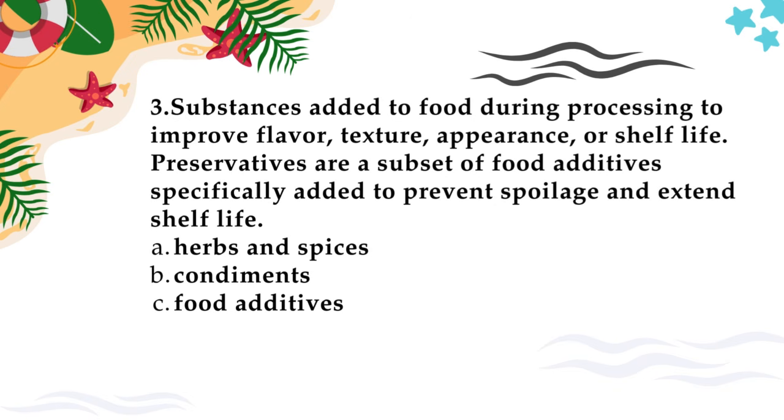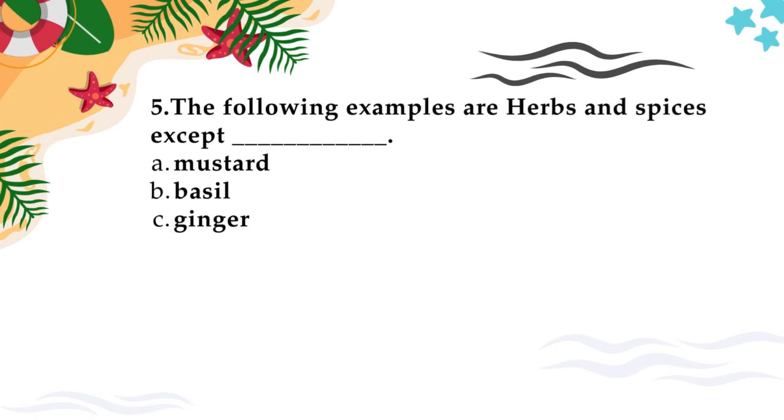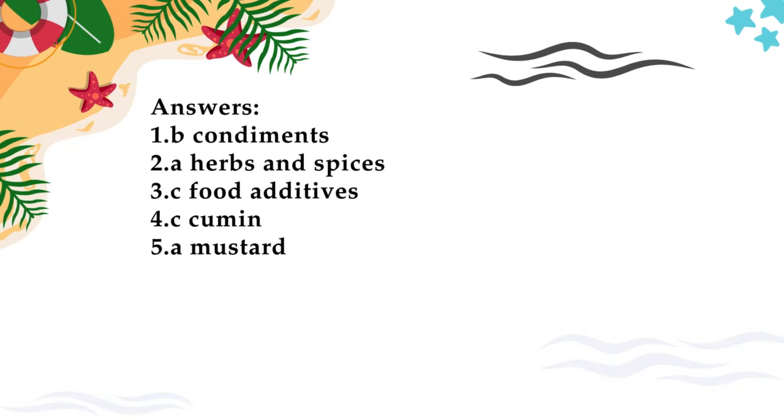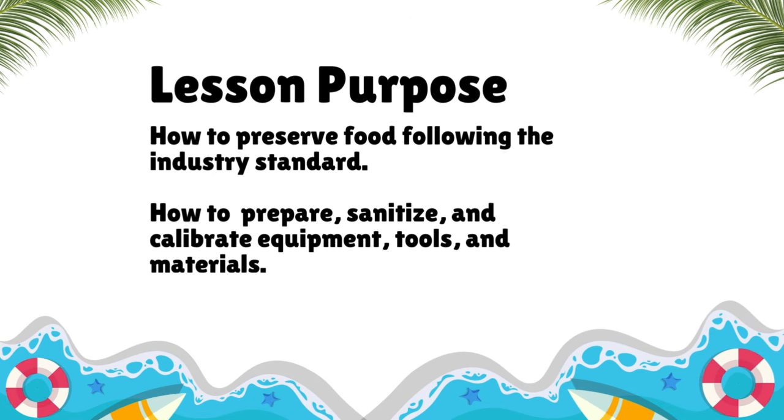A. Herbs and spices. B. Condiments. C. Food additives. The following examples are herbs and spices except: A. Mustard. B. Basil. C. Ginger. Answers: B. Condiments. A. Herbs and spices. C. Food additives. C. Cumin. A. Mustard.